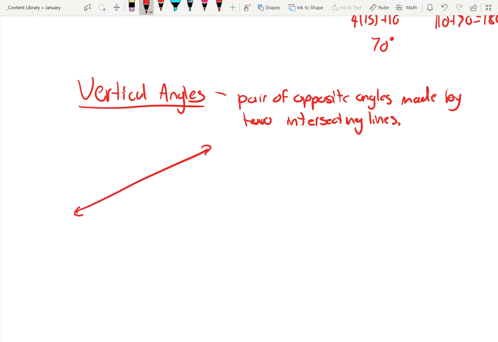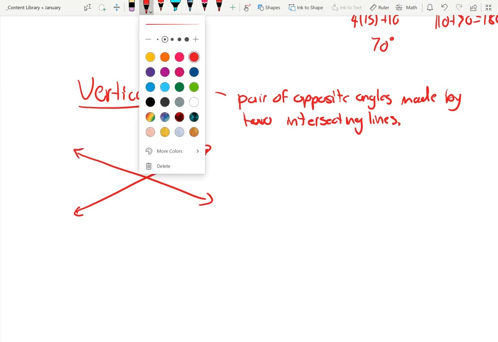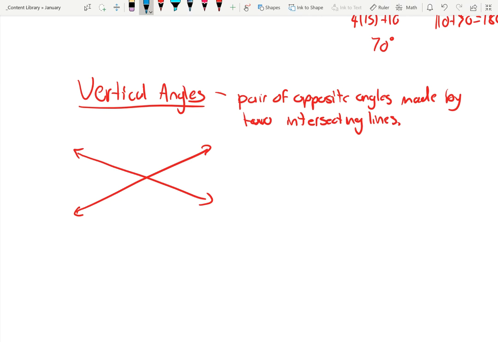So what that looks like is, let's draw a line, right? Just a plain old line, and draw another line that's intersecting it. So vertical angles are the pair of opposite angles of these intersecting lines. So these pairs of opposite angles, for example, here, that pair of angles, those are called vertical angles. And a side note is that these are congruent angles, meaning that they're the same size angle.